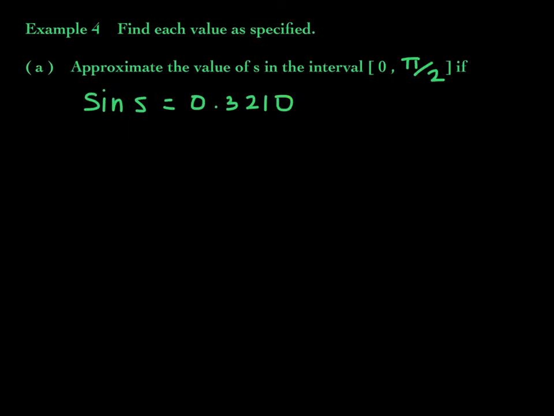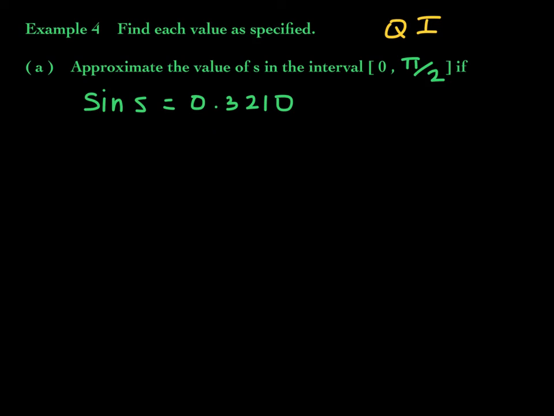All right, this will be the last example for the lesson. Find each value as specified. Approximate the value of s in the interval 0 to pi over 2. So this is quadrant 1. Let me write that here. This is quadrant 1. If sine of s is equal to 0.3210.